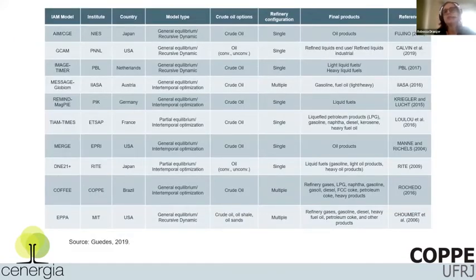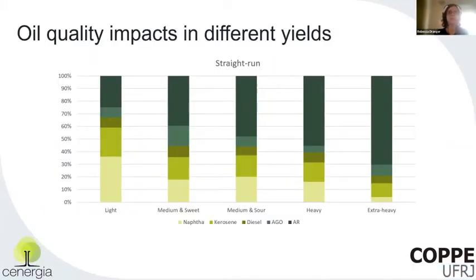And this table summarizes some IAMs and their oil characteristics. As you can see, IAMs consider the refining process in their frameworks, but not in a very detailed manner. So they have low resolution in oil qualities, refining schemes, and oil products. And besides, oil qualities directly impact the refining yields, and consequently, it affects the model choice and optimization.